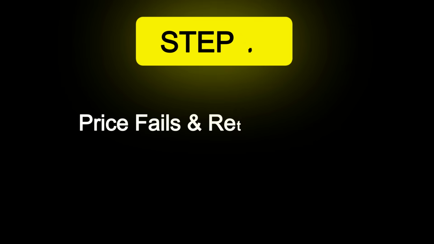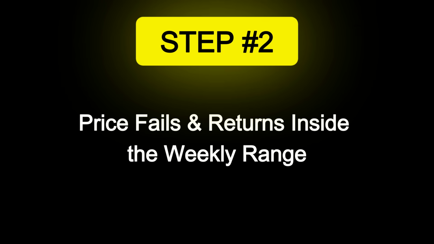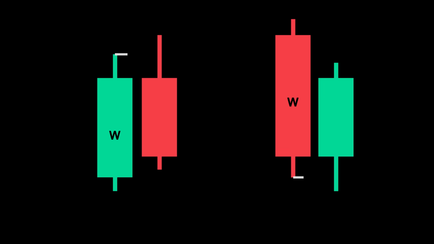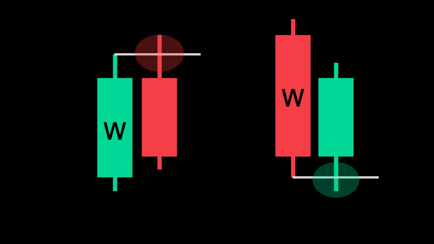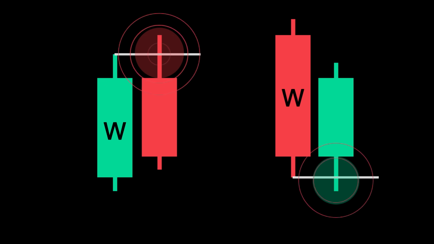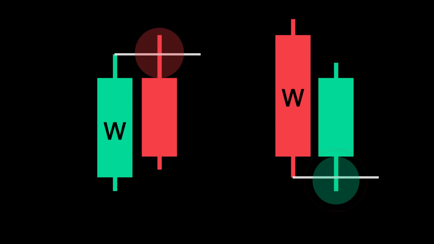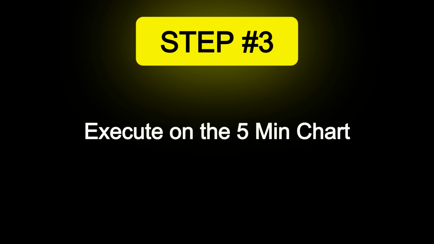Step number 2, price fails and returns inside the weekly range. Next, we wait for price to fail. That means the sweep happens, price cannot continue, price returns back inside the weekly range. This is where most traders get trapped. We wait.